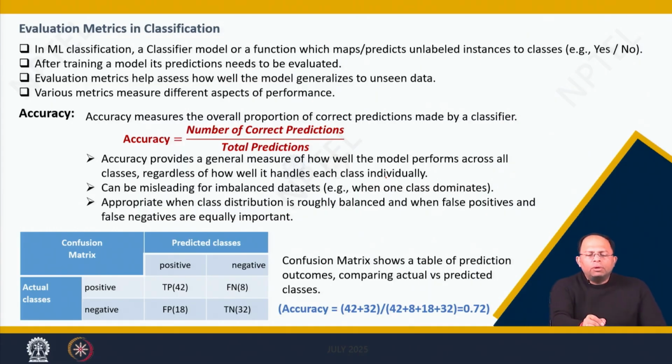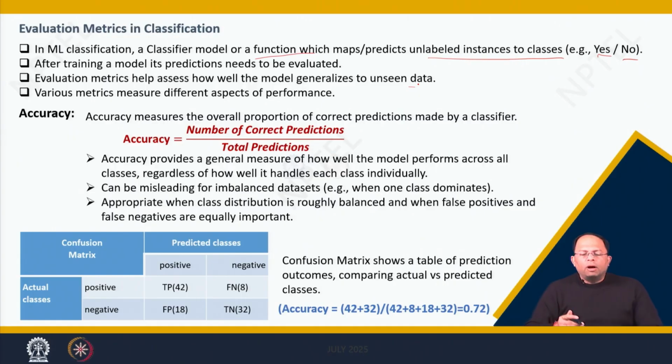In machine learning classification, as we know, a classifier model or a function is that which maps or predicts unlabeled instances to classes, that is yeses or nos. If it's a binary split, or it could be a multi-class split, with multiple classes. So after we have trained the model, we need to see how good that model is, right? We need to see how good the predictions made by the model are. So evaluation metrics help us assess how well the model generalizes to unseen data.